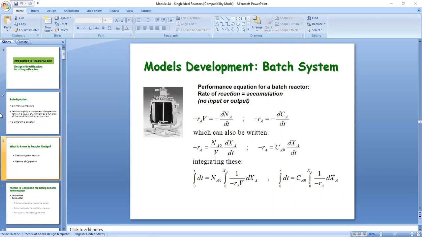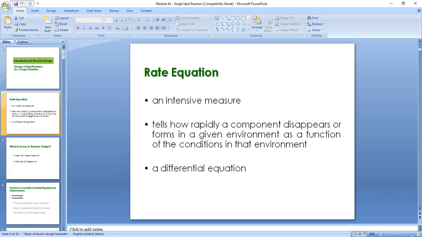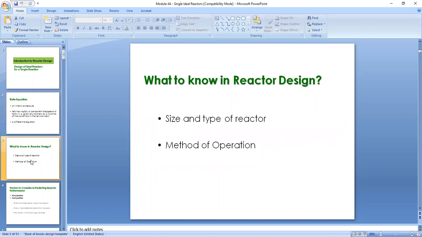So we have discussed the intro to reactor design, and we have discussed that the rate equation is an intensive measure. So it's not dependent on the amount of the system in which we are measuring it, and it's a differential equation. Now, as to reactor design, what are the primary objectives?